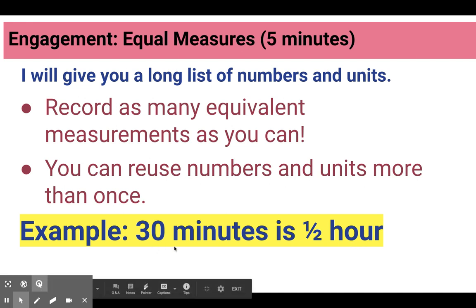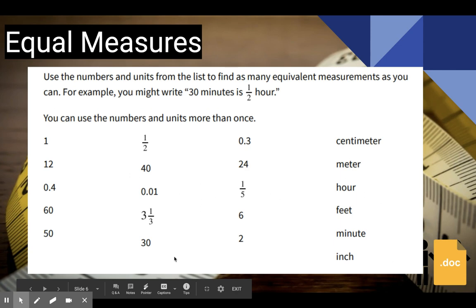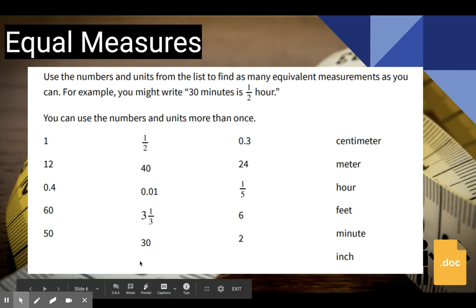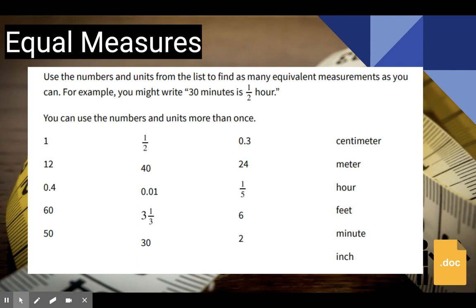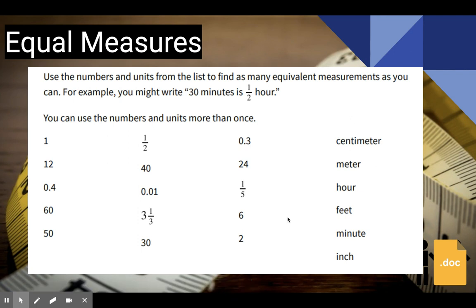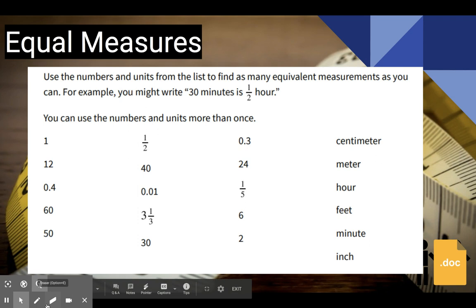So let's jump into our list of equal measures. So here is a large group of different numbers that we can use. It says use the numbers and units from the list to find as many equivalent measures as you can. For example, you might write 30 minutes is 1/2 hour. So you can use the numbers and the units more than once. So on the left-hand side, you have a bunch of numbers, and then on the right-hand side, you have units of measure. So let's pause the video for about 3 minutes, just see how many you can jot down.